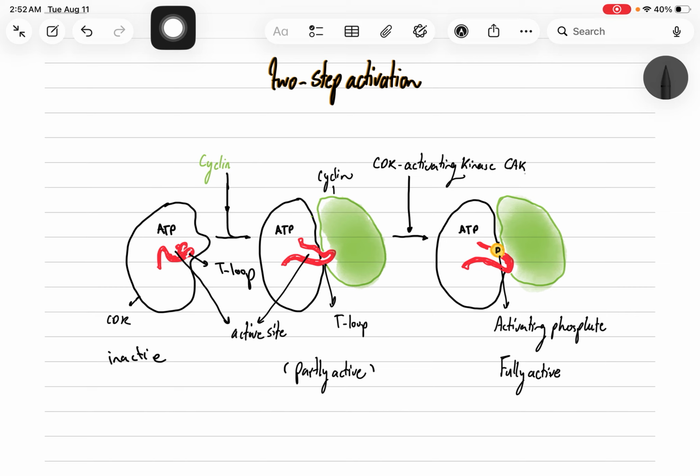CDK-activating kinase, or CAK, is the next step that we need. The CAKs phosphorylate the CDK to lock it into a fully activated state. And as you can see here, this is the fully activated state of the CDK-cyclin complex that we have.